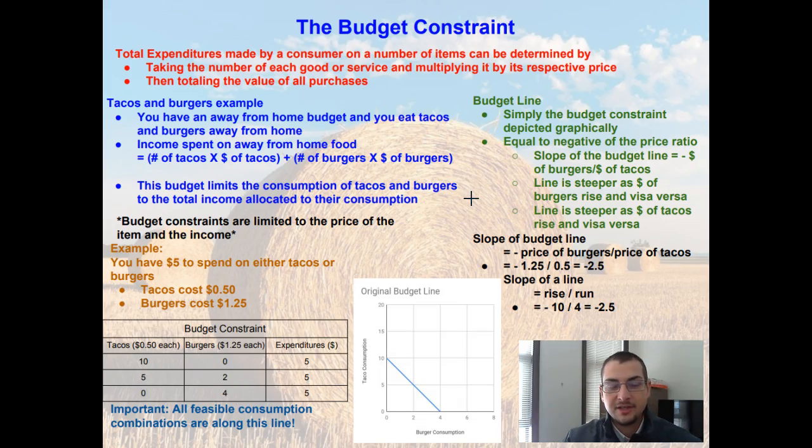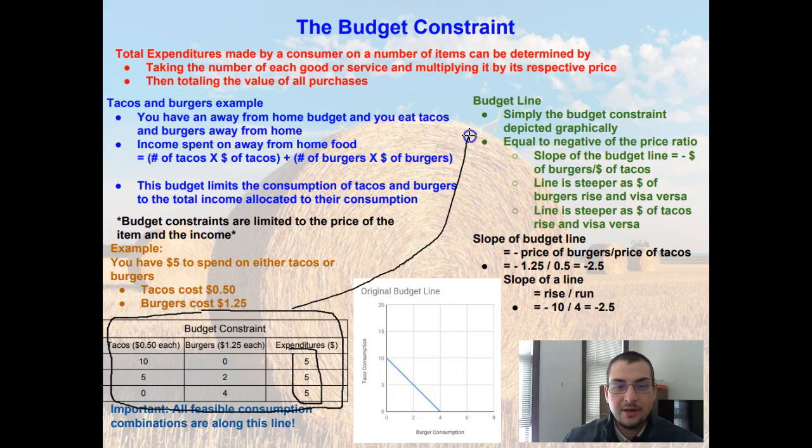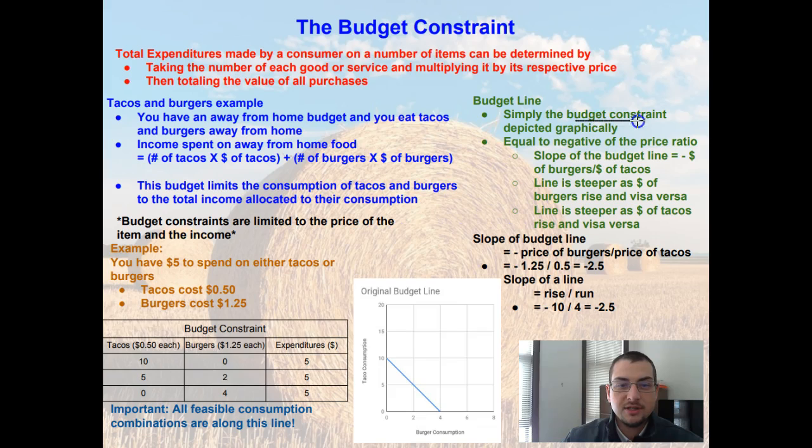So this is our budget constraint, and this is showing all of the feasible combinations. Remember that the budget constraint shows us the feasible combinations that we can consume given a limited budget, and this is our limited budget. Now, can we also put this into a graph? Yes, we can, and that's where the budget line comes in. The budget line is very simply just the budget constraint depicted graphically.